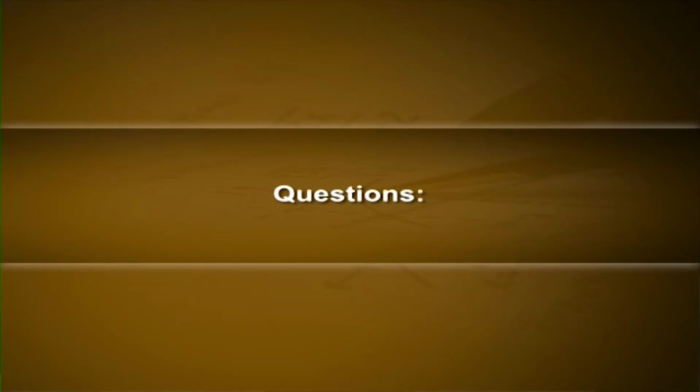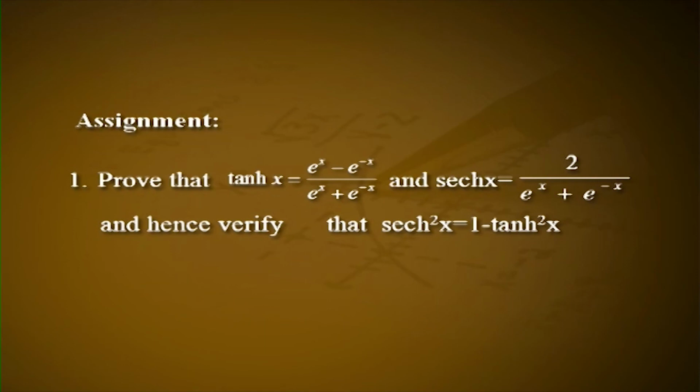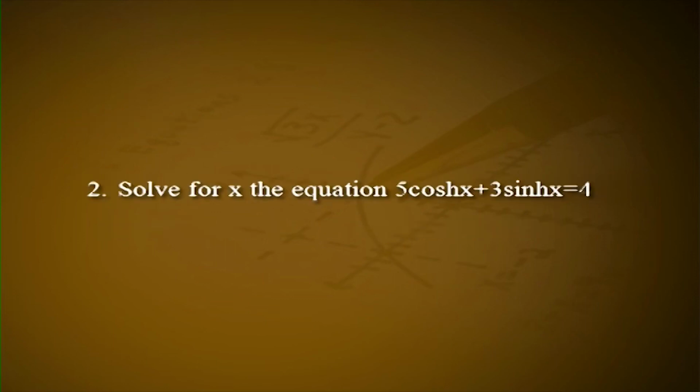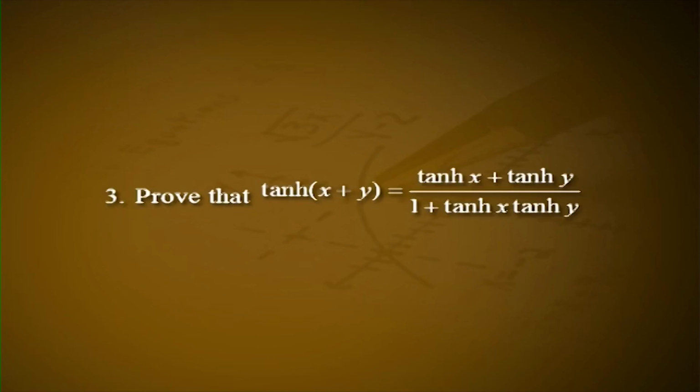Here are some questions for you to work out. Number 1. Prove that tanh x is equal to (e raised to x minus e raised to minus x) by (e raised to x plus e raised to minus x), and sech x is equal to 2 by (e raised to x plus e raised to minus x), and hence verify that sech square x is equal to 1 minus tanh square x. 2. Solve for x the equation 5 cosh x plus 3 sinh x is equal to 4. 3. Prove that tanh of (x plus y) is equal to (tanh x plus tanh y) all divided by (1 plus tanh x into tanh y).